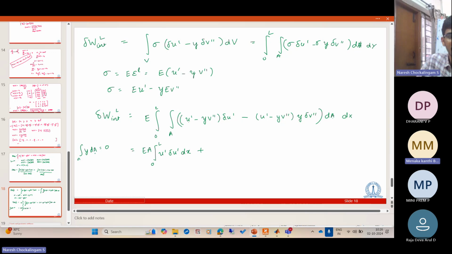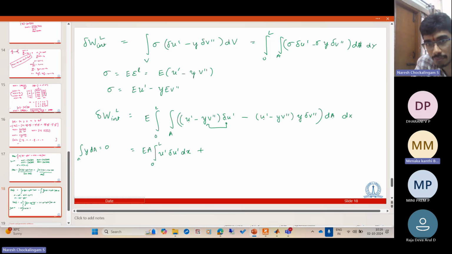Yeah. So this is the definition of the centroid, and u dash is the mid-axis stretching. y is the distance measured from the centroid of the area. So integral y dA will be 0 if it is symmetric, right? Because above the centroidal axis y will be positive, below it will be negative. So this product will not contribute. That's all. So from the first term, only one term we'll get.